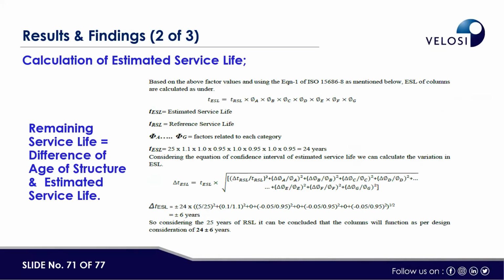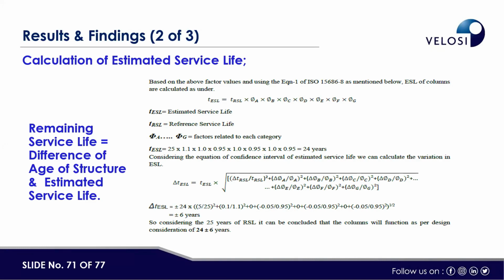So this is the estimated service life calculation. From ISO 15686-8 code, we have the estimated service life. Reference service life would be considered as 25 years. This would be based on the discussion with the client and how the design criteria is set between the consultant and the client. Since the building was in operation and was further refurbished and rehabilitated, 25 years was considered for this building. When we estimated the service life, it was coming as 24 years based on the factor values which we have tabulated in the previous slide.